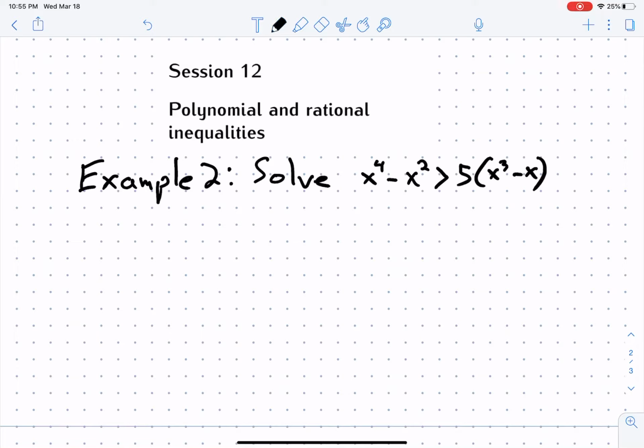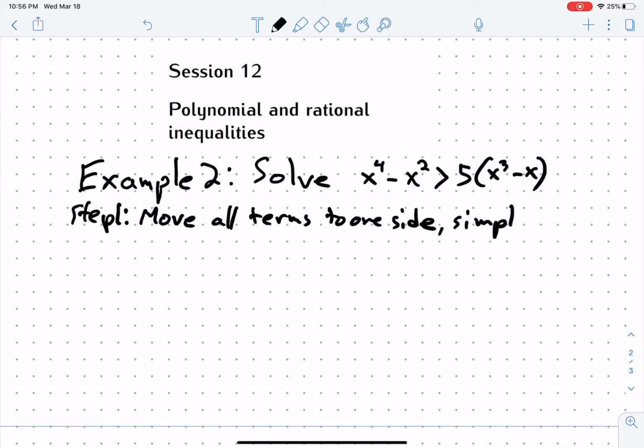Here's what we're going to do first. So step 1. Let's move everything to one side. And we'll do a little bit of simplification in the process. So what are we going to do? For starters, I'm going to distribute the 5 through here, and then I will subtract all of these and move them to the other side of my equation. So that's my 2 steps.